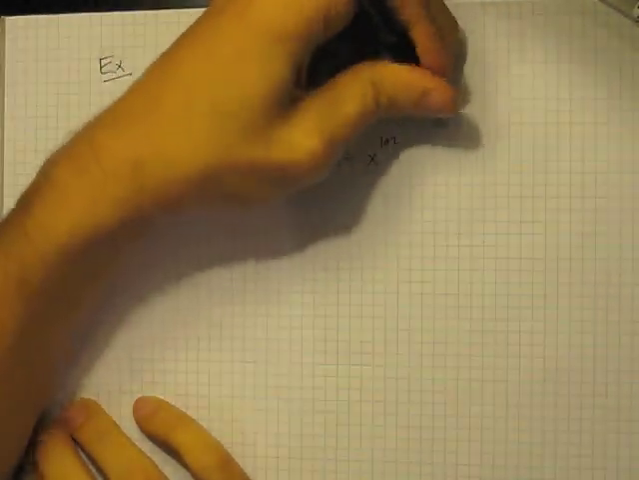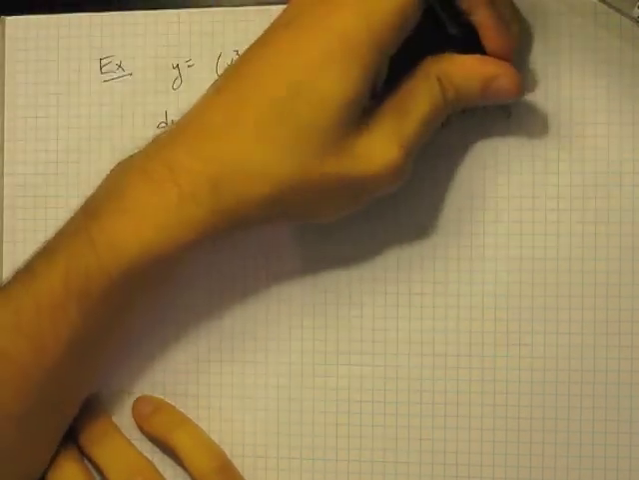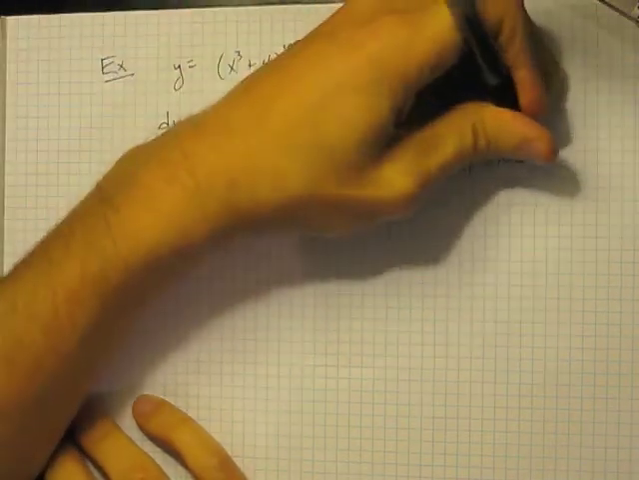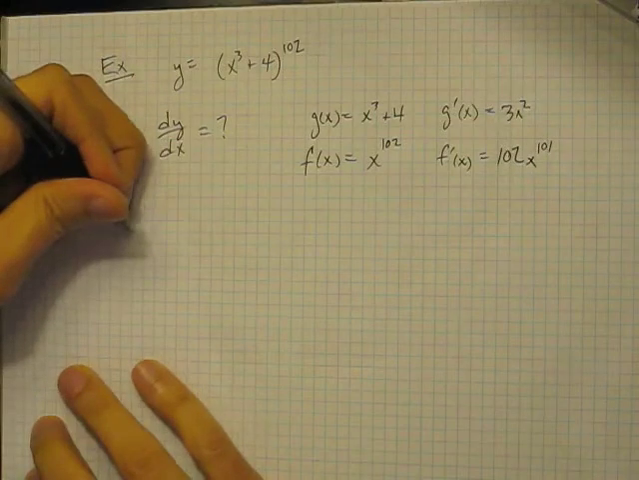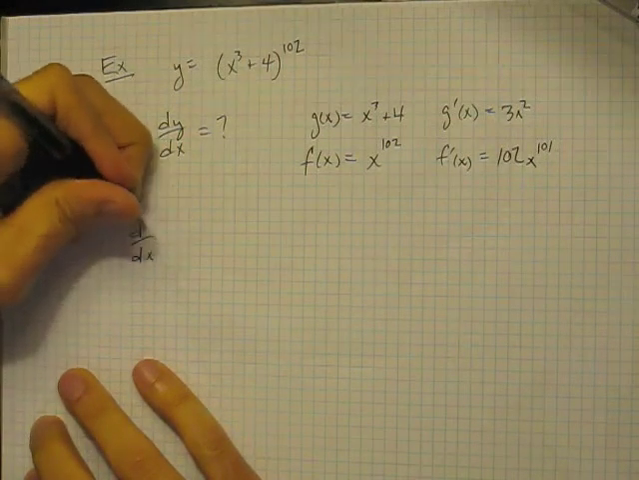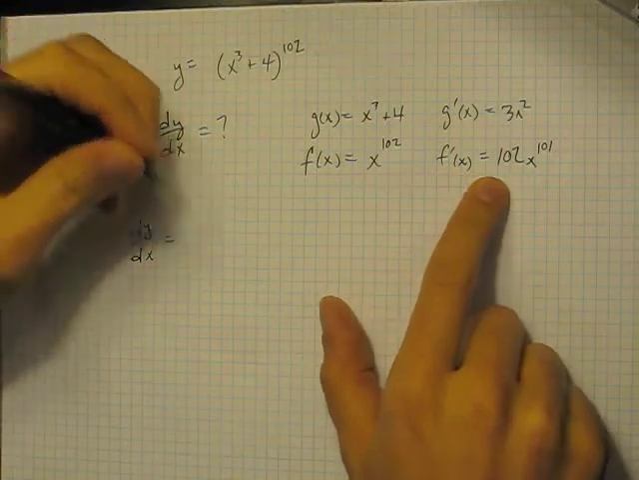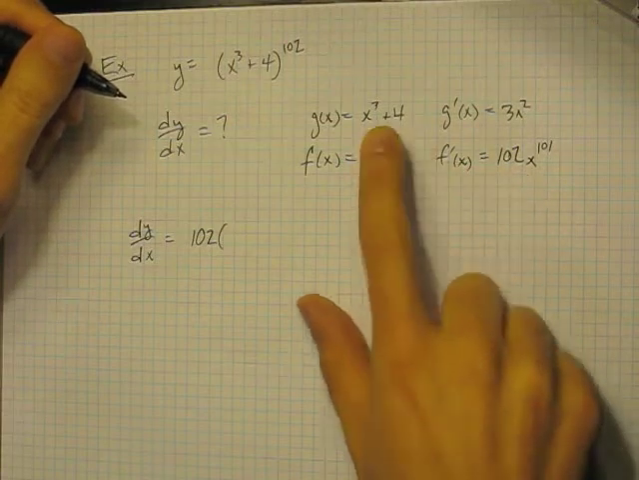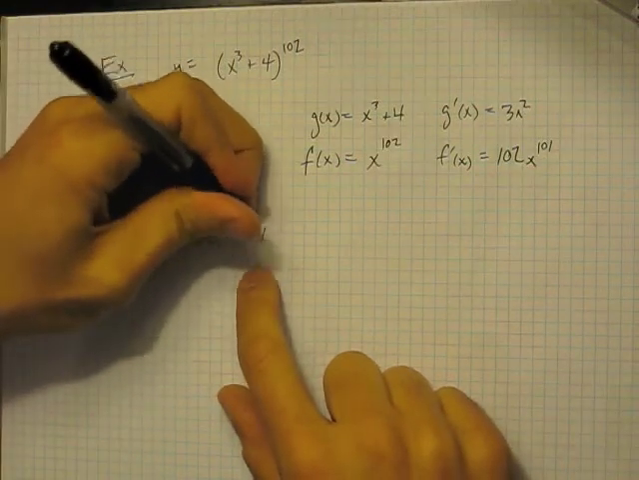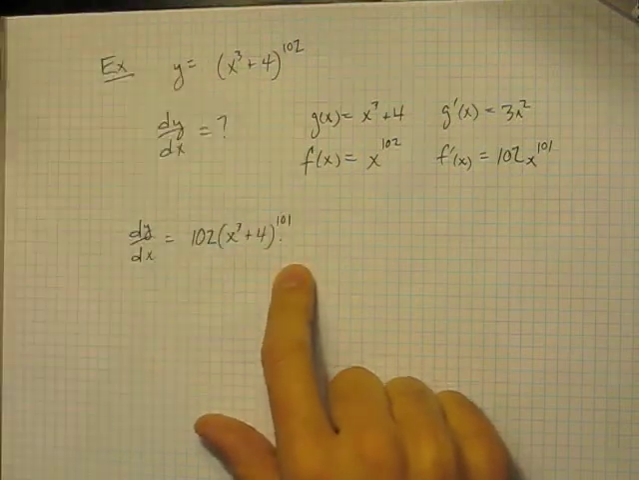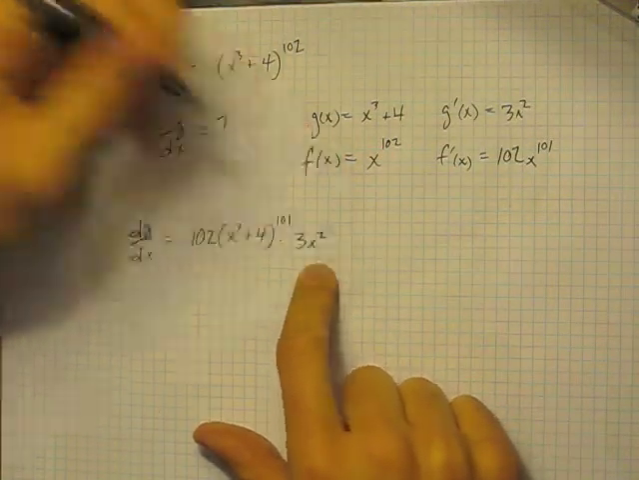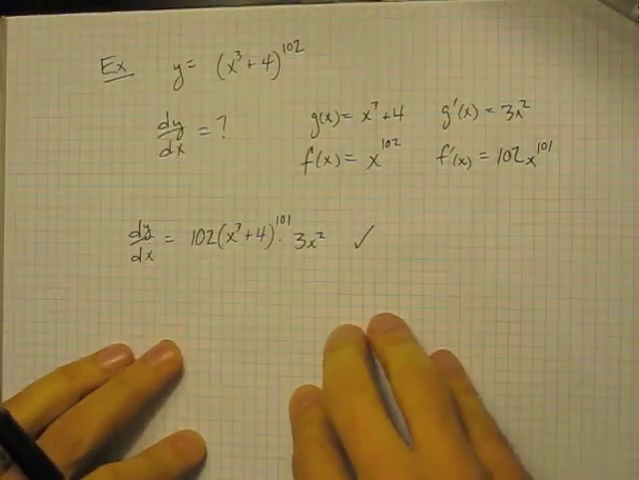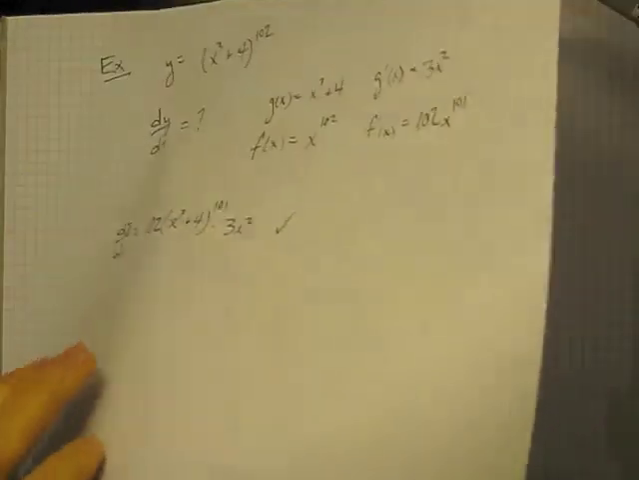Okay, so that means g prime is equal to 3x squared, and f prime is equal to 102 times x raised to the 101. So we can write dy/dx as the derivative of f, so that is 102 times the input, which is g in this case, to the 101 power, so (x cubed plus 4) raised to the 101 power, times the derivative of g, which is 3x squared. Okay. You can leave your answer like this, unless you need to simplify. You can leave your answer like that.